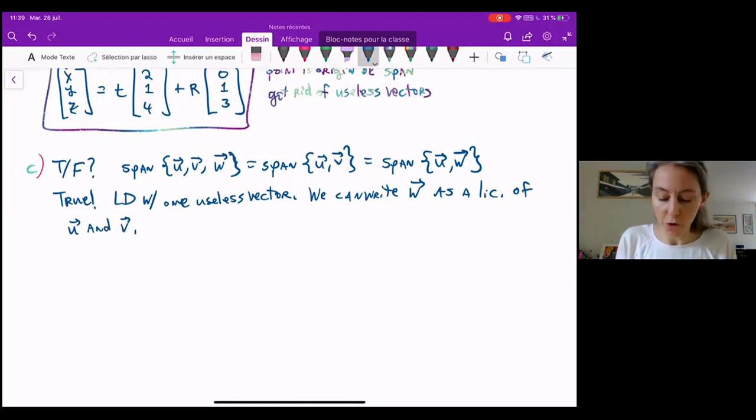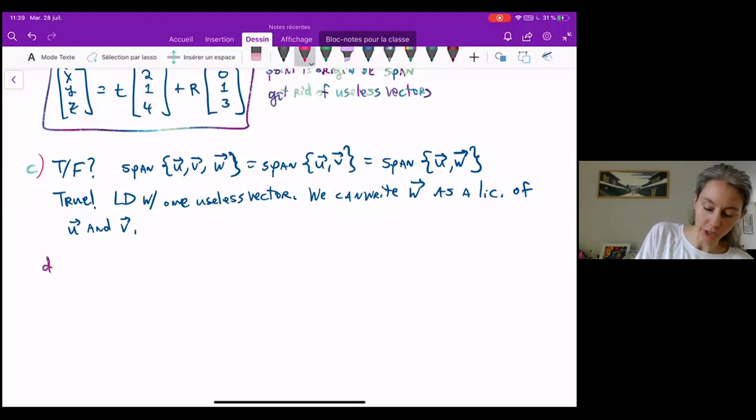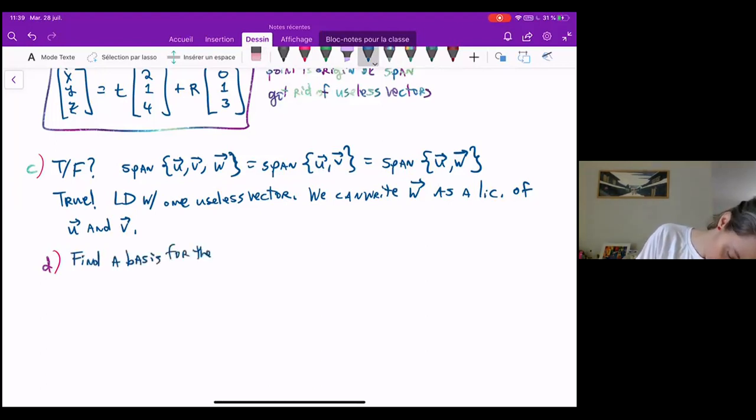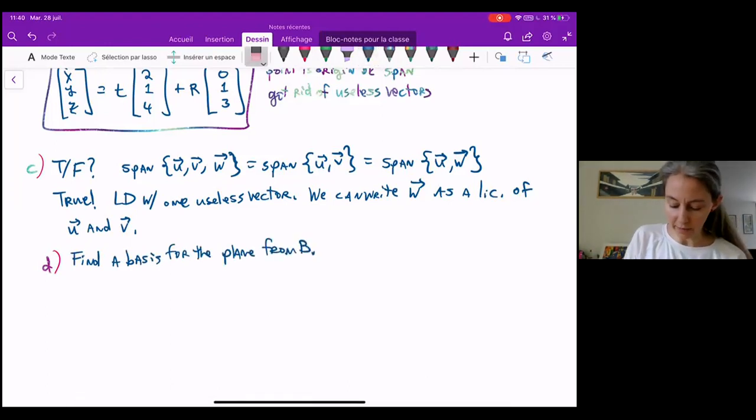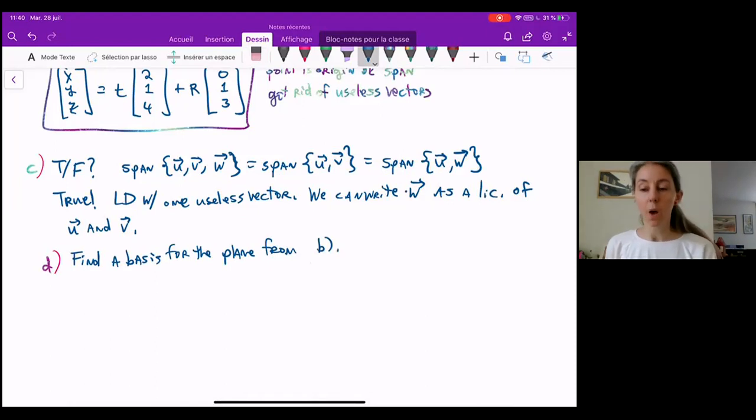And therefore that UV, so I'm going to add a question here that's not on the test just because like you guys struggled with this. Find a basis for the plane from B. So a lot of you said, there is no basis. The vectors are linearly dependent. No, that's not what that means. When it says to find a basis, what that means is get rid of the useless vectors.